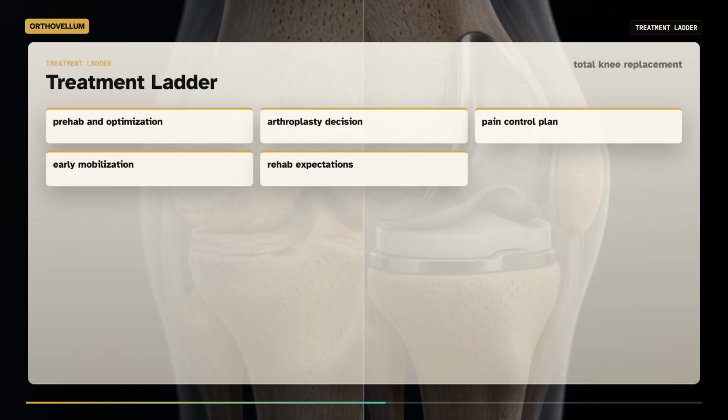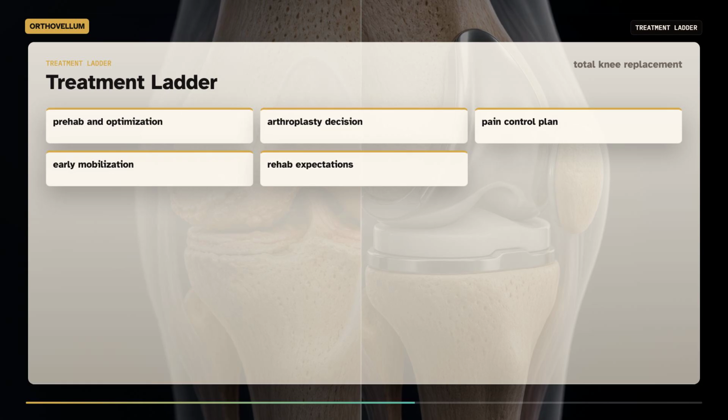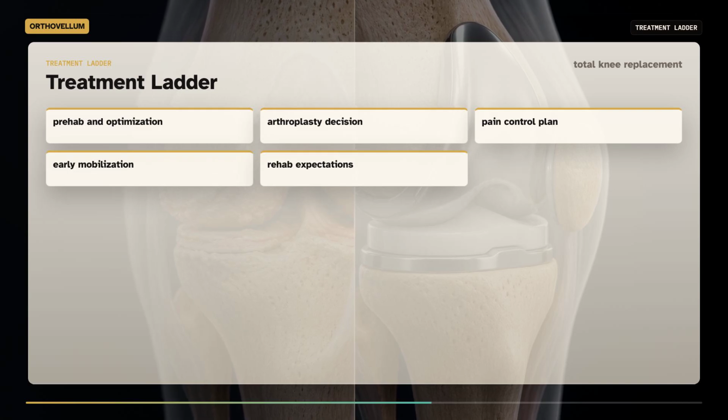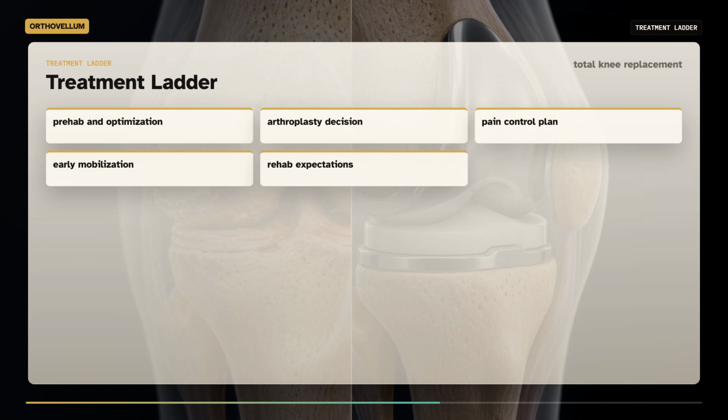Treatment is a ladder, not a reflex. For total knee replacement, the practical ladder is prehab and optimization, arthroplasty decision, pain control plan, early mobilization, rehab expectations. The first steps usually try to calm the painful system and rebuild capacity. That means load management, targeted strengthening, mobility when appropriate, and clear expectations. Injections, braces, procedures, and operations are tools. They are powerful when used for the right reason and disappointing when used as shortcuts. The best plan explains not only what to do, but why that step belongs at this moment.